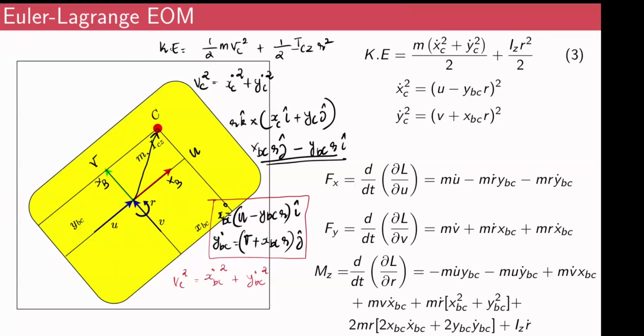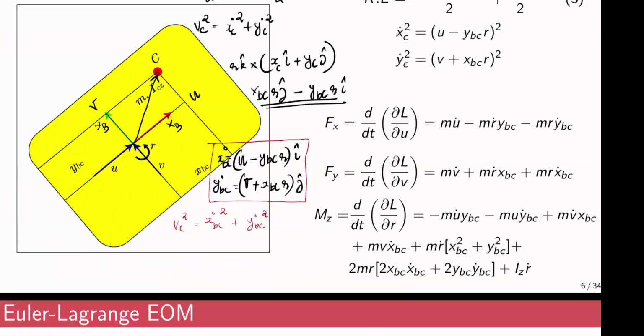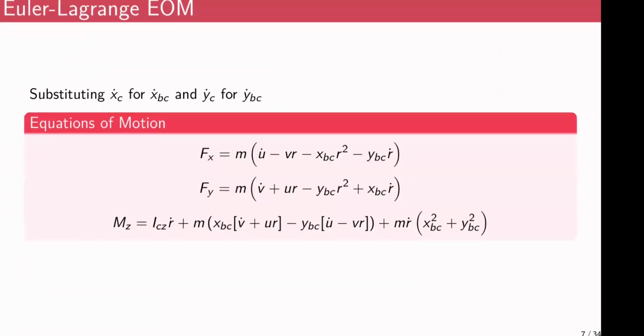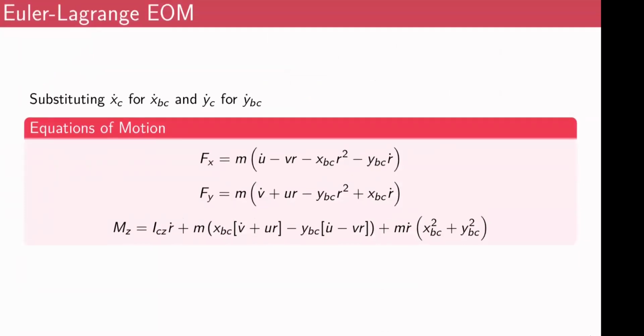By taking the partial derivative with respect to the velocity coordinates and then taking the total derivative with respect to the time. So you can basically derive the governing equations of motion like so. Yeah, so that's about it actually, on deriving the equations of motion using this Euler-Lagrange method.